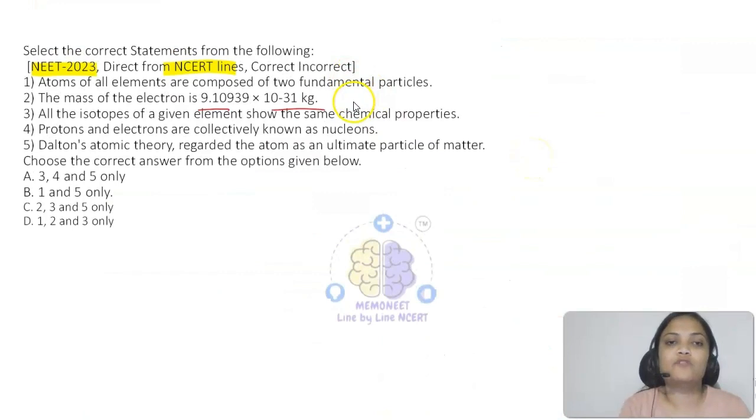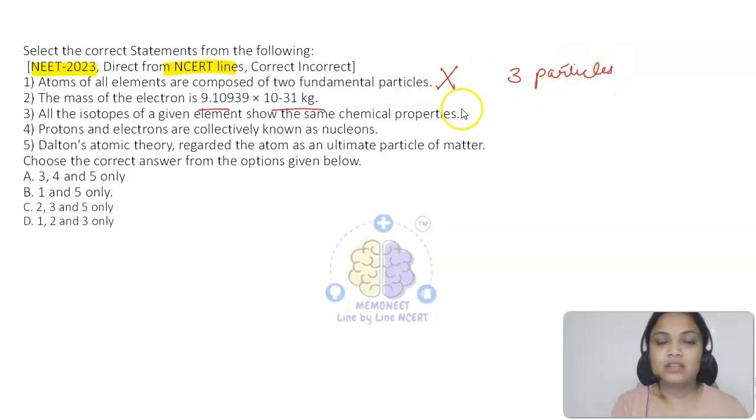Atoms are composed of two fundamental particles. This is wrong because there are three fundamental particles: electrons, protons and neutrons. Mass of electron is 9.109 × 10^-31 kilograms. This is correct. All the isotopes show the same chemical property.